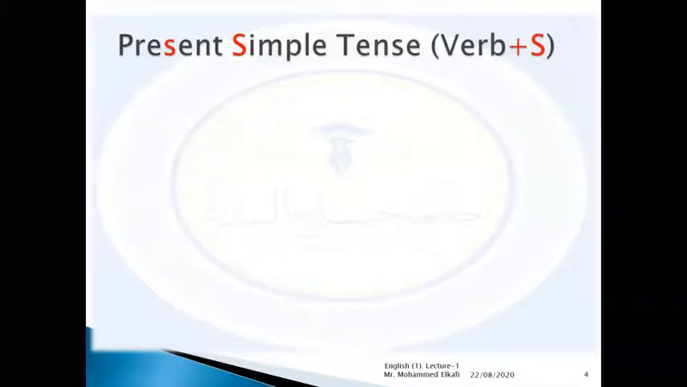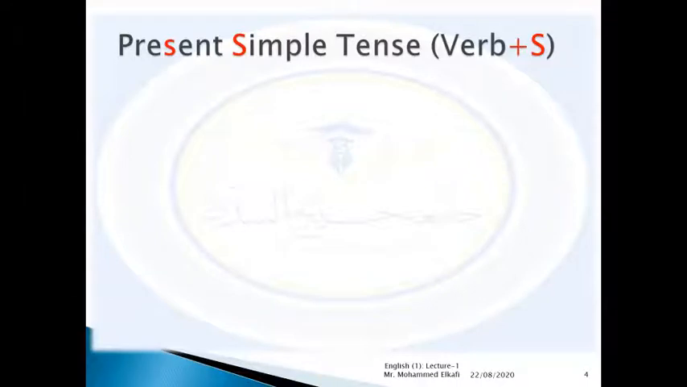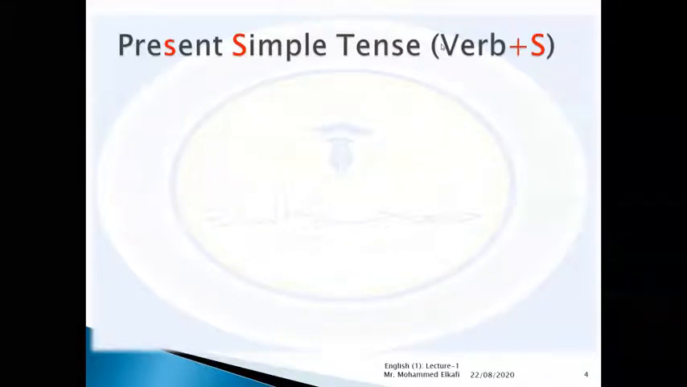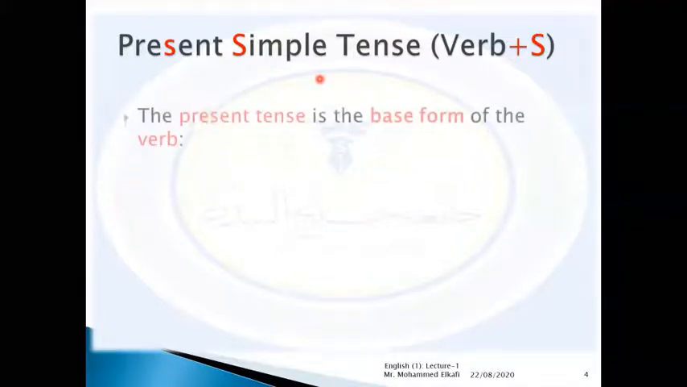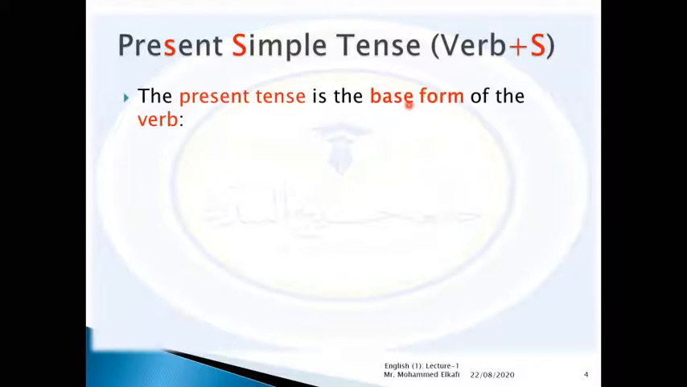The present simple, as we said, is a rule of S. That means we add S to the verb, as you see here in this form, verb plus S. This is the general form. And I prefer to call this tense as well the tense of S, okay? And we can say mainly in the present simple tense, we use a base form of the verb.